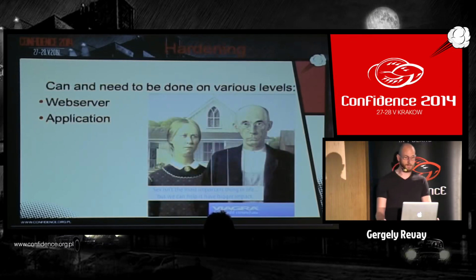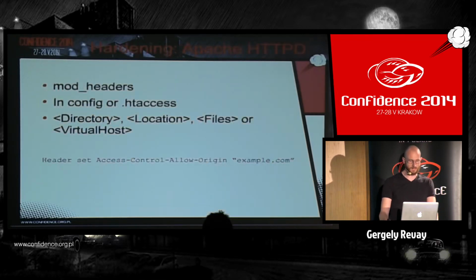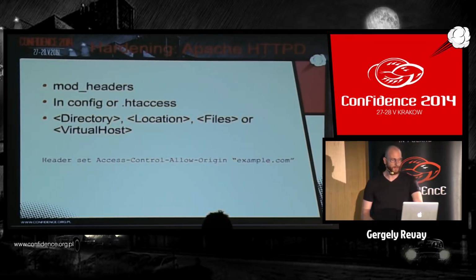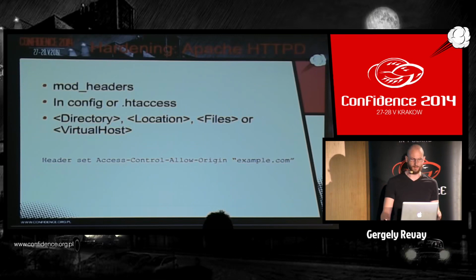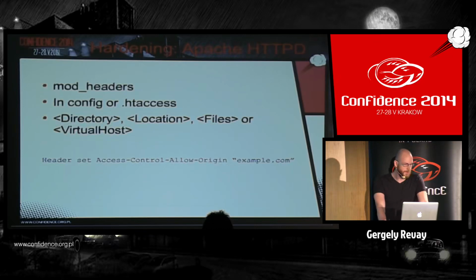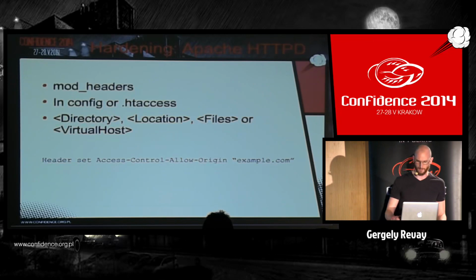So if you want to harden yourself, you can do it either on a web server or a container or whatever layer, or you can do it in your application. So for instance, hardening Apache, you can do it with mod_headers, and you can configure it either in .htaccess or the config in the Directory, Location, and VirtualHost parts, and you just have to set lines like these. This is telling Apache that you will allow only example.com to use CORS, and every other CORS request will be rejected by this web server.